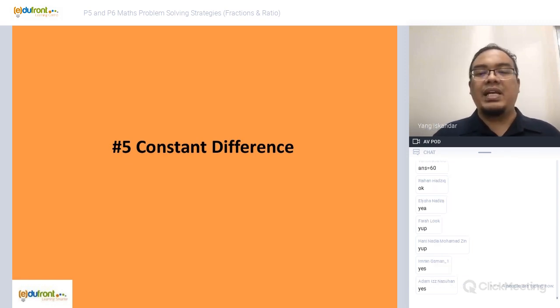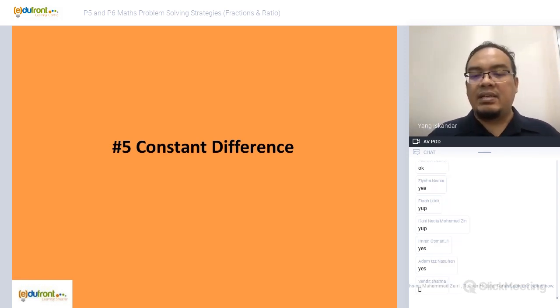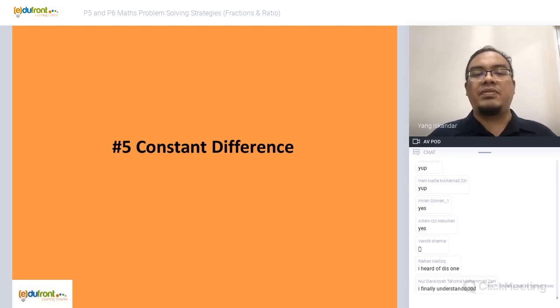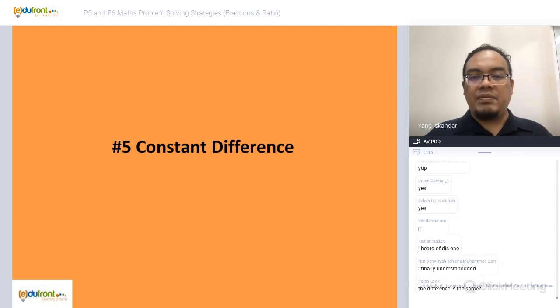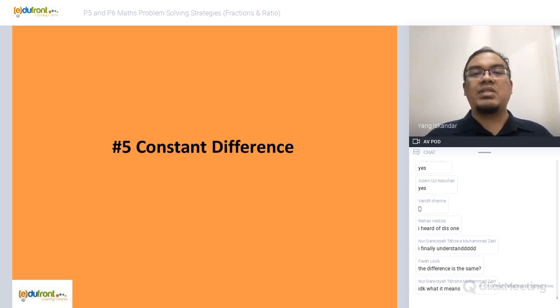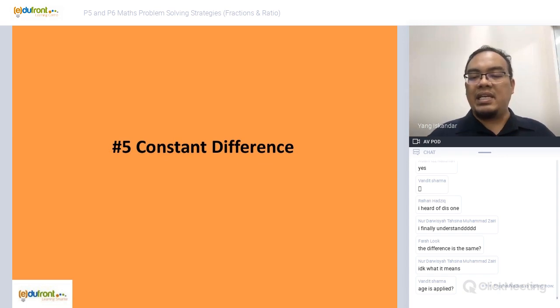Last strategy for today. We have many strategies. Okay, but in this session, I'm going to share with you the 5th strategy for today, which is constant difference. You heard this one. Those of you in my class, I think recently we have some questions related to this topic. Finally understand. IDK, what it means? It means constant difference law. Okay, no problem. Those of you who are not sure, let's see how we apply this strategy.